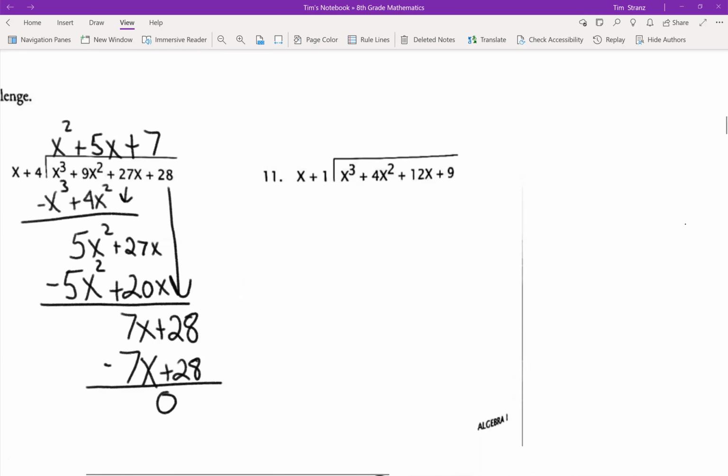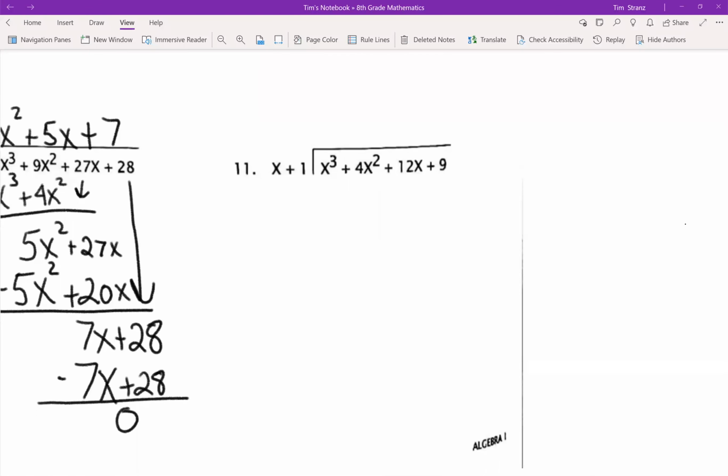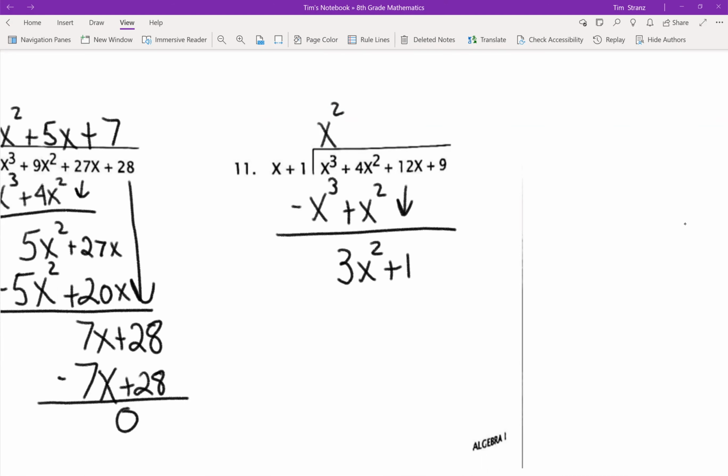Okay, let's look at number 11. X times x squared is going to give us this x to the third. I'm going to multiply that out, so I'll have x to the third plus x squared times 1 is x squared. Subtract this. The x to the thirds go away. 4x squared minus 1x squared is going to be 3x squared. I'm going to bring down my 12x.